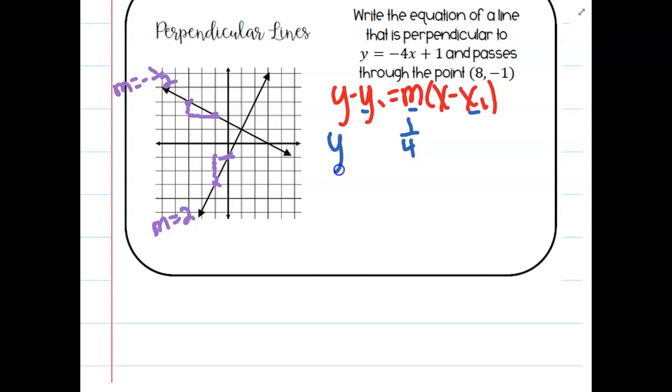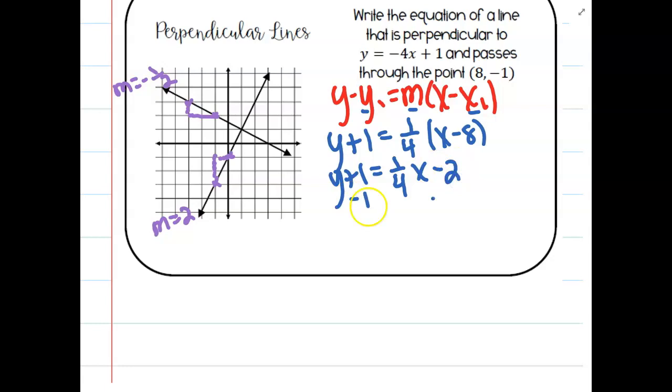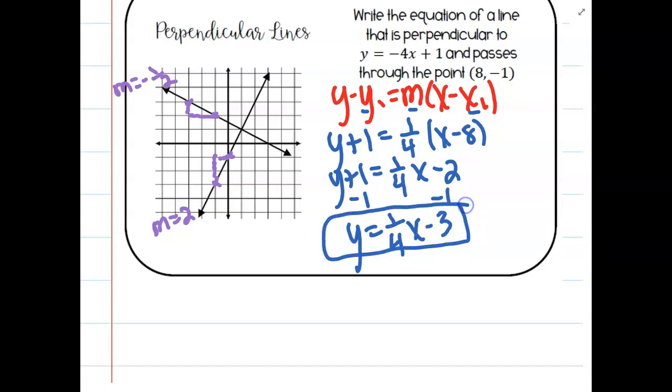So we would do y plus 1, minus a -1 turns into a plus 1, equals 1/4 times x minus 8. We distribute the 1/4, so y plus 1 equals 1/4 x. 1/4 times -8 would be a -2. And subtract 1 from both sides. We get y equals 1/4 x minus 3.